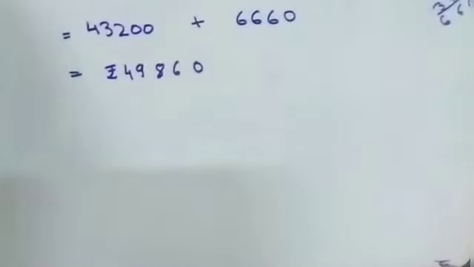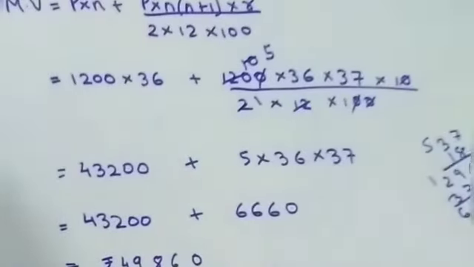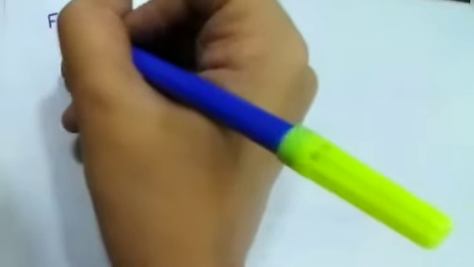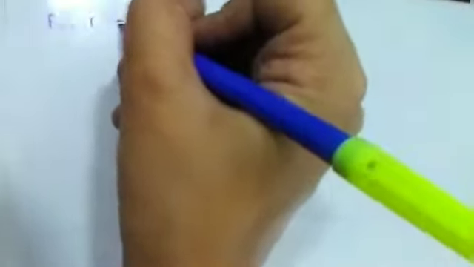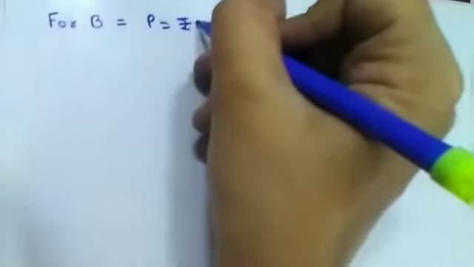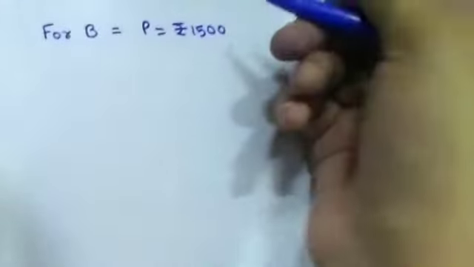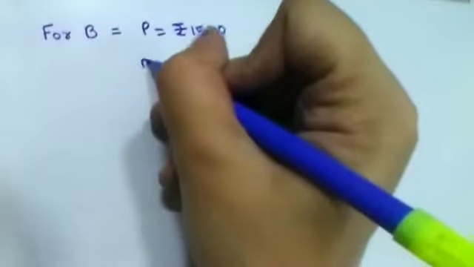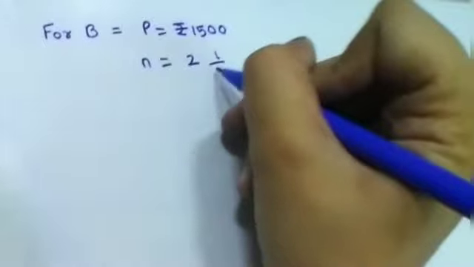Now the question is not complete over here. We have to calculate it for B also. So this is the second half of the question. Let's calculate for B. So maturity value for B is equal to, now it is written that B deposited rupees 1,500 per month, means P is equal to rupees 1,500, and it is written for 2.5 years, meaning N is equal to 2 1/2 years.